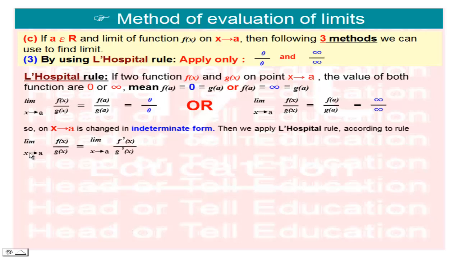So limit x tends to a of function f(x) upon function g(x) equals, if you have 0 upon 0, then we take the limit x tends to a of f dash x and g dash x. Here f dash x and g dash x are the derivatives of function f(x) and function g(x) separately.